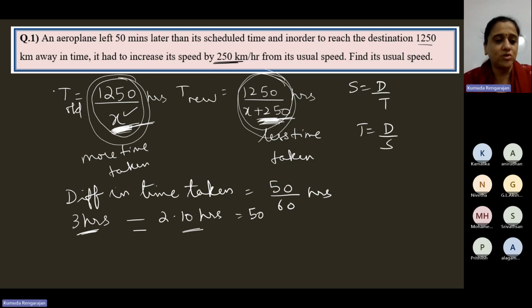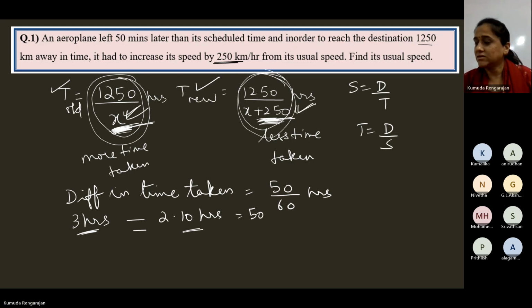We have two expressions for time: old time taken and new time taken. Where is the value of time more? Here the value of time is less because speed is more here, so the value of time is more here. So more time taken minus less time taken is equal to 50 by 60. That means 1250 by x minus 1250 by x plus 250 is equal to 50 minutes, or 50 by 60.